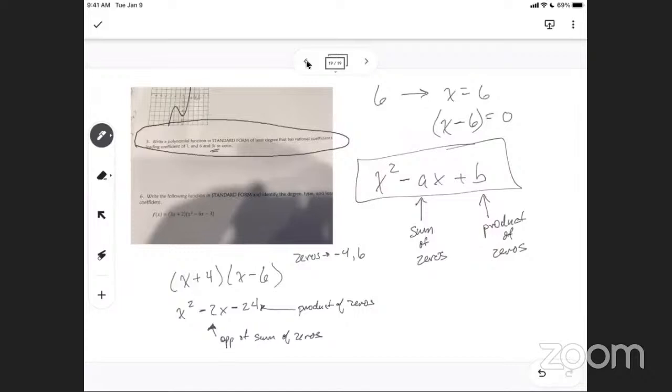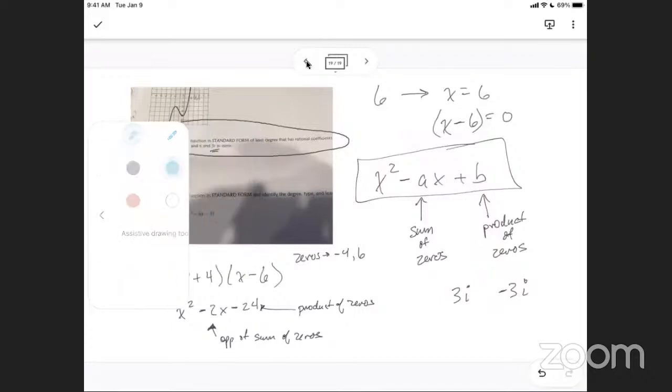So do it for 3i, and if 3i is one of your zeros, what's the other zero have to be? -3i. Exactly. So do it for 3i and -3i. What's the sum of those? If I added them, it would be 0, right? So the sum of those is 0.